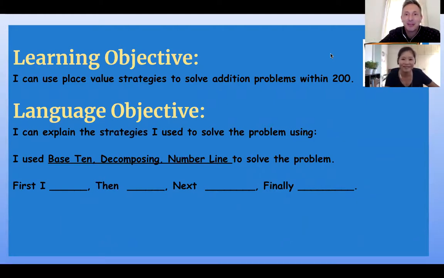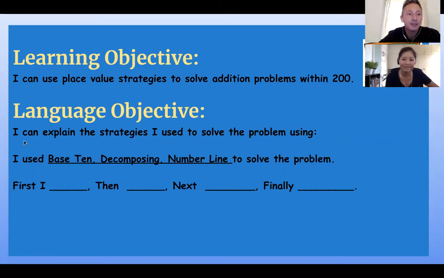Hey, everybody, welcome back. We are going to be continuing with adding more numbers together. And this time we are going to be adding bigger numbers within 200. So your learning objective here is, I can use place value strategies to solve addition problems within 200.